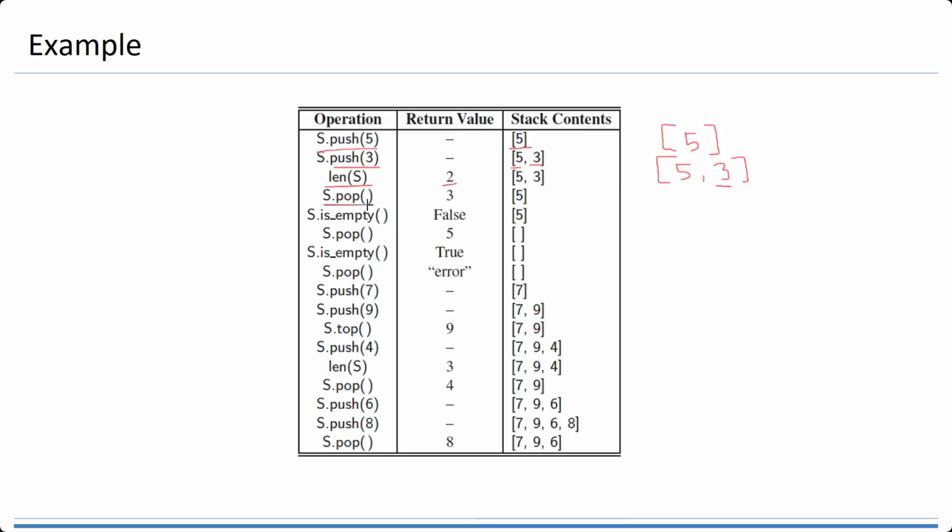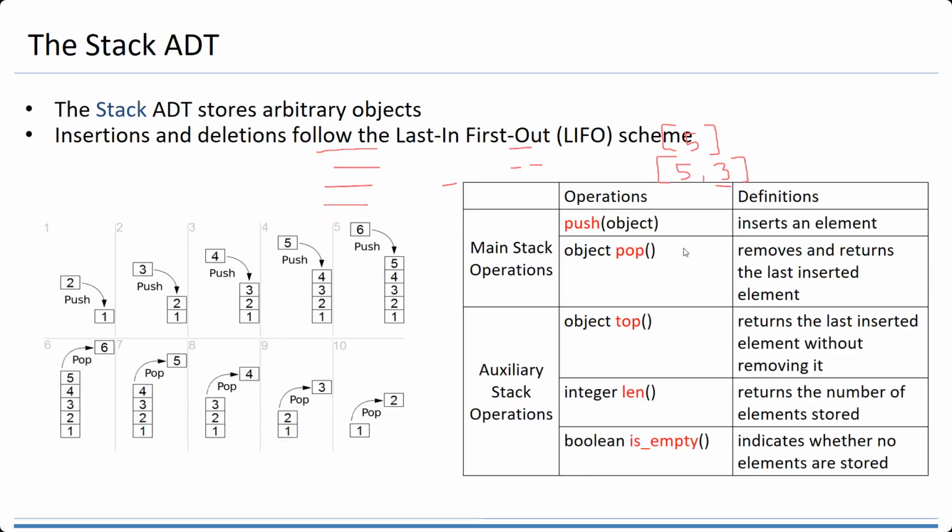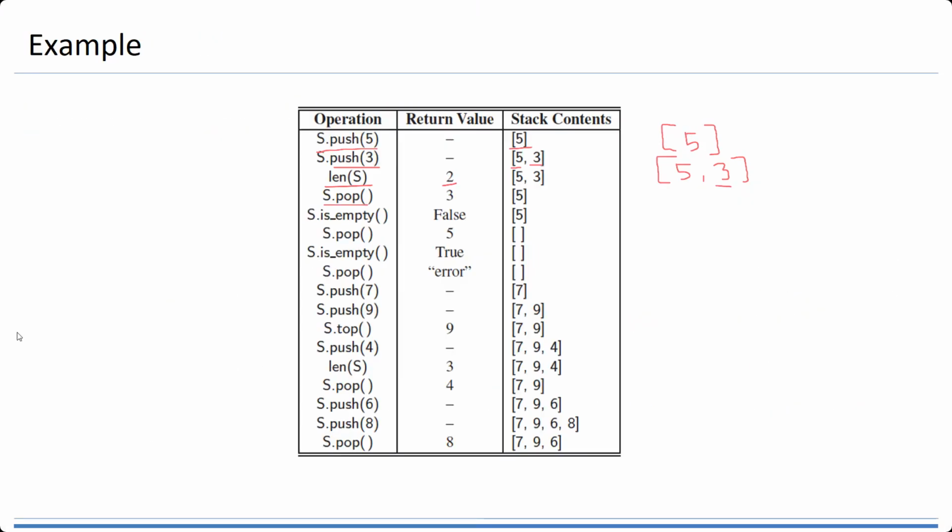I want to pop. So what is pop? Based on the definition, pop is to remove and return the last inserted element. So I'm going to remove the last element, which is 3. And then the return value will be 3.